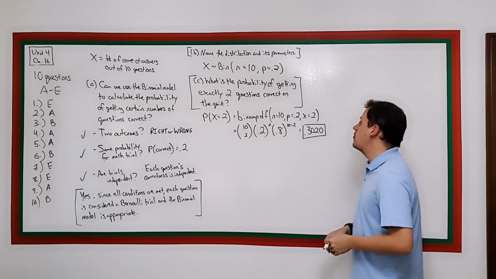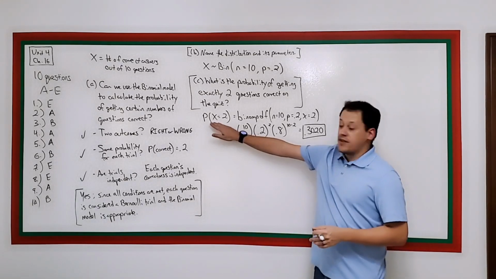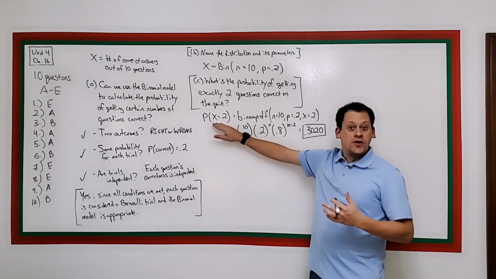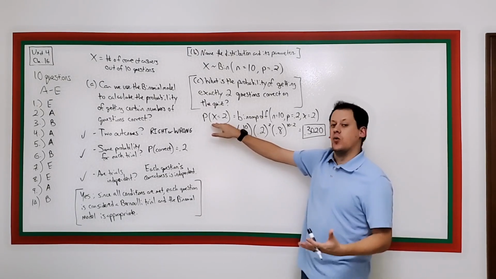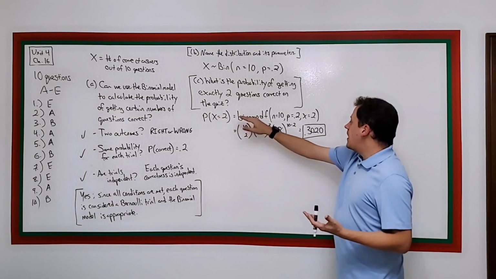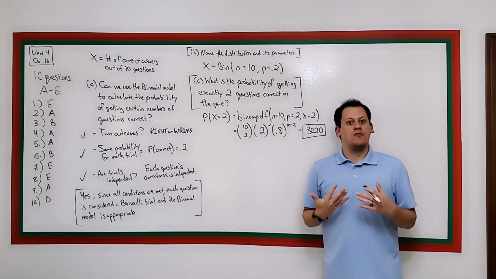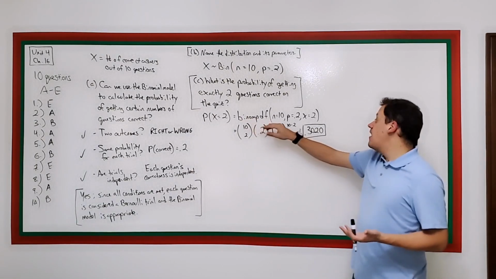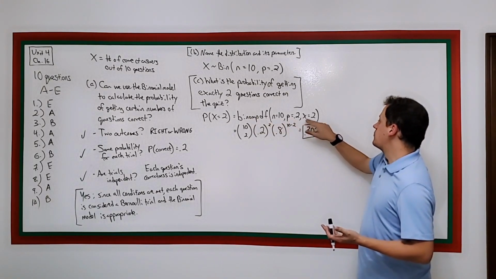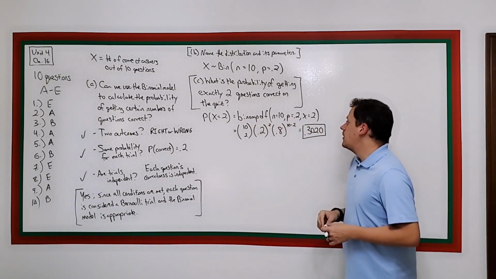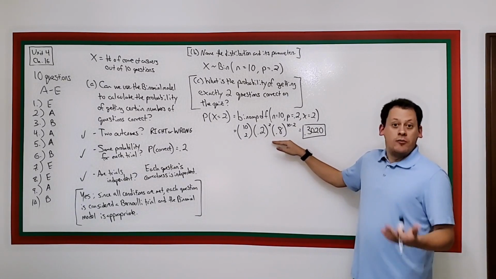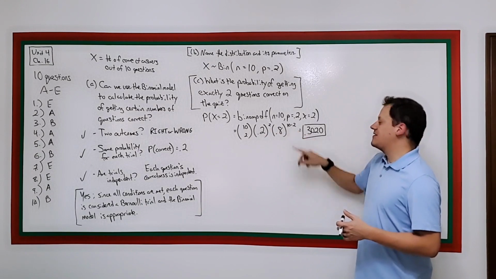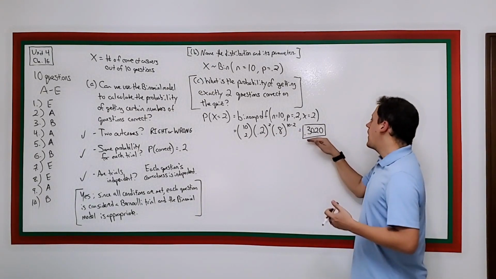Nice review of what we learned in the last video here. We want the probability that x is exactly 2. This is how we write the probability of getting exactly 2 questions correct on the quiz. And I've written both versions of what you can write to get full credit here. You can use binom PDF with n equals 10, p equals 0.2, and x equals 2. Or you can use the binomial probability formula, 10 choose 2 times 0.2 squared times 0.8 to the 10 minus 2 power.